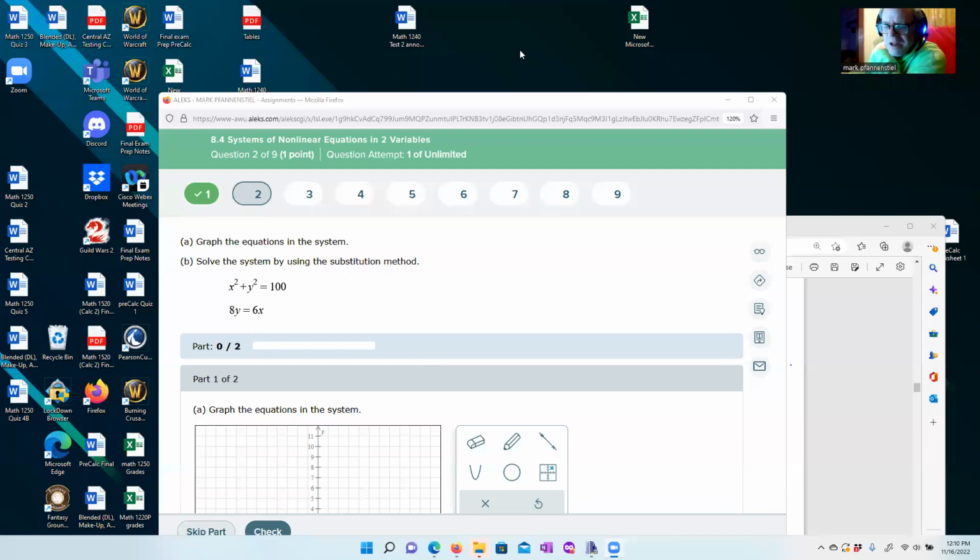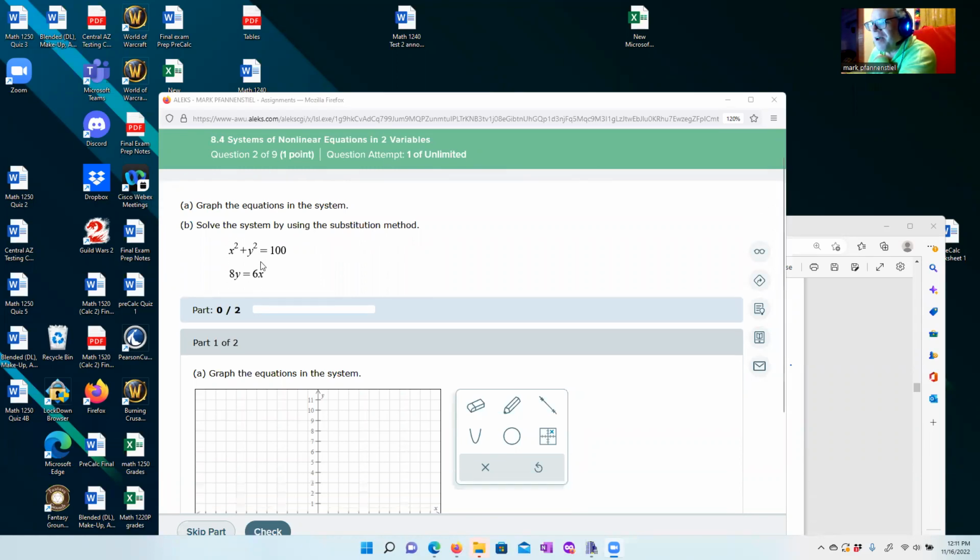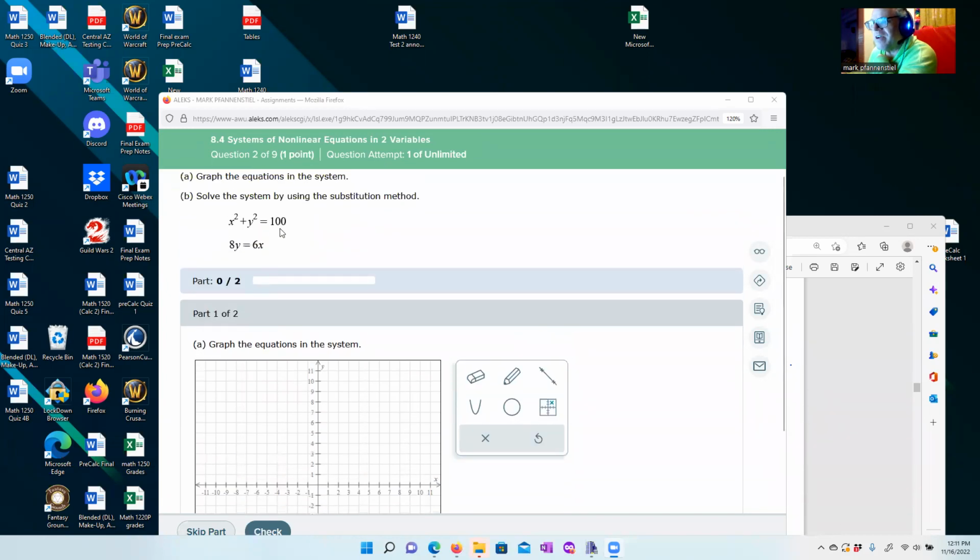All right, good morning. Welcome back to pre-calculus. So we are looking at systems of nonlinear equations. In this case we have x squared plus y squared equals 100, and knowing what we know from college algebra and algebra 2 and our recent discussion about ellipses, you think, wait a minute, this is a circle. And of course, 8x equals 6y, that's going to be a line.